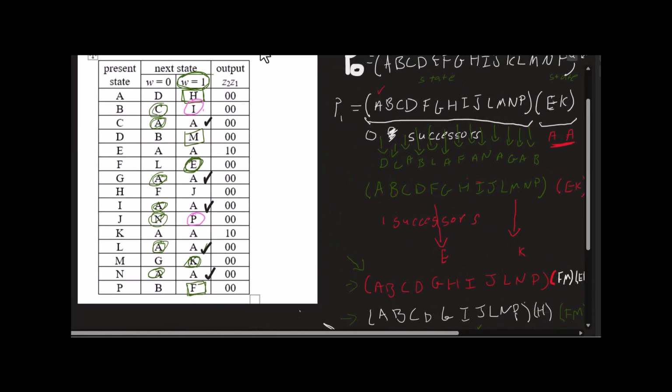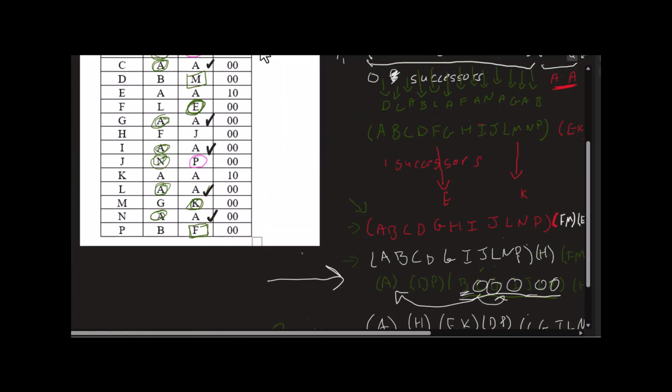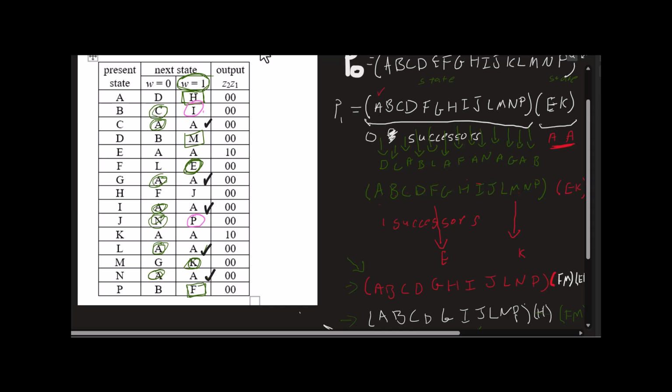F and M. F goes to E and M goes to K. Yeah, those are probably going to be the same because we know E and K aren't changing. Let's look at F and M and see if we can stop checking on them. So F and M, E and K, that's fine.